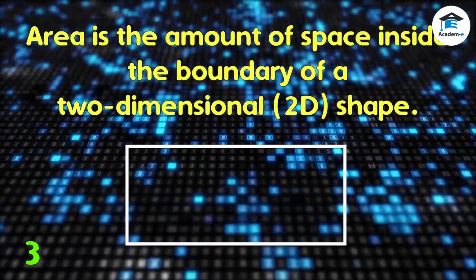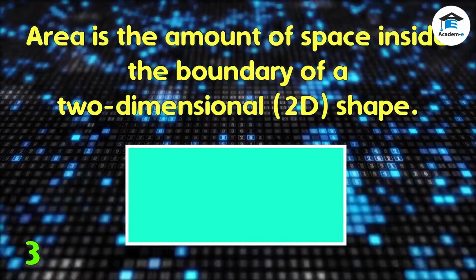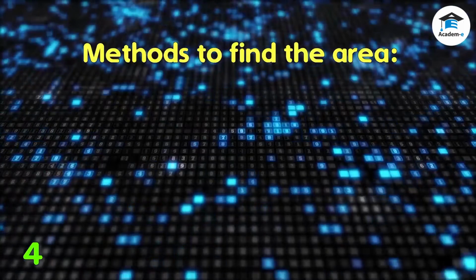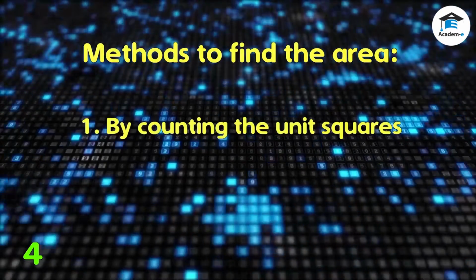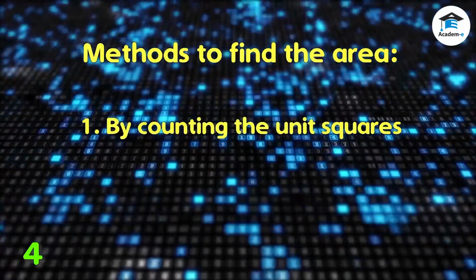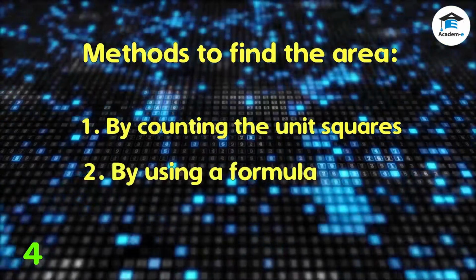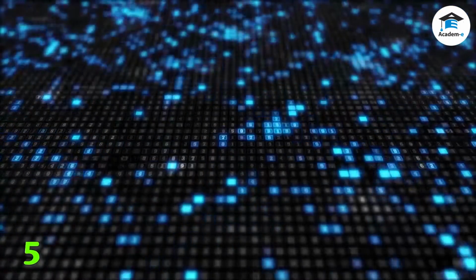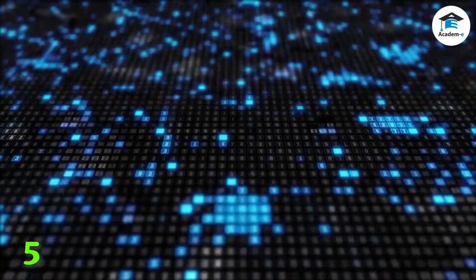The area is the amount of space inside the boundary of a two-dimensional shape. There are two methods to find the area. The first is by counting the unit squares of an area. The second is by using a formula. Let's start with the first method of counting the unit squares.